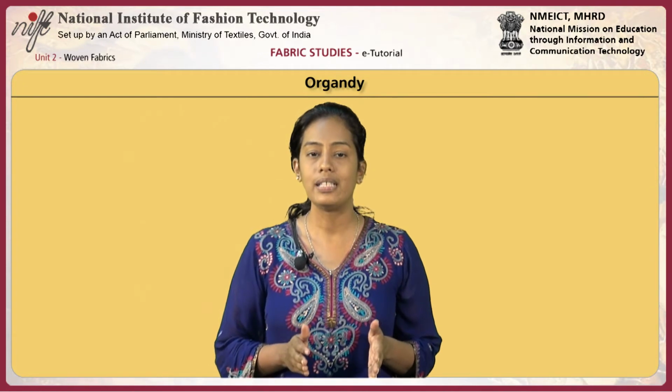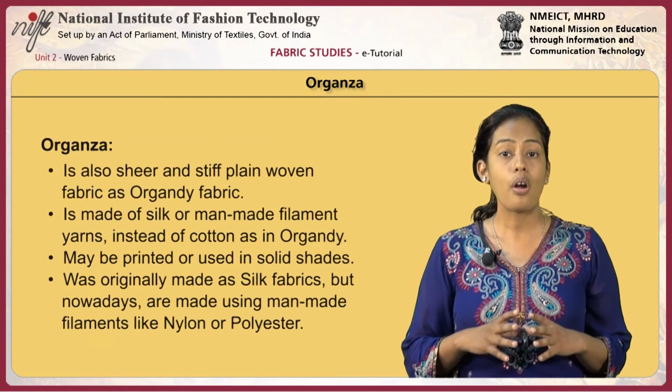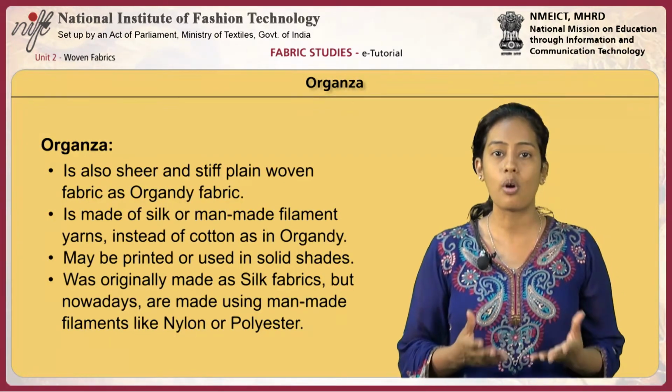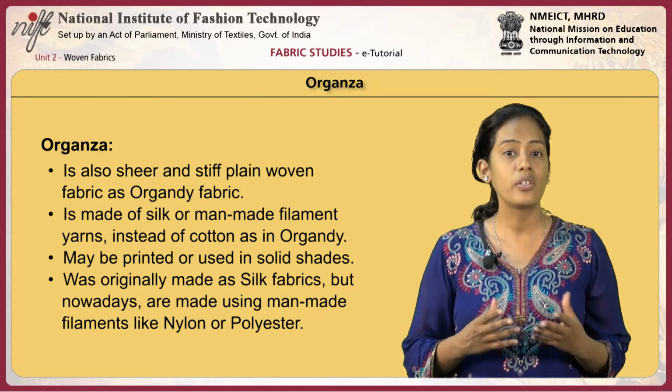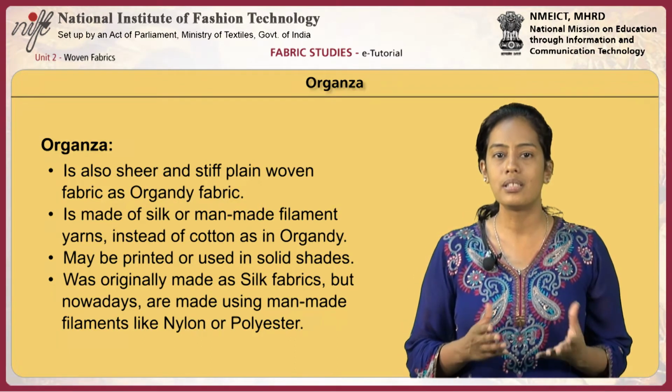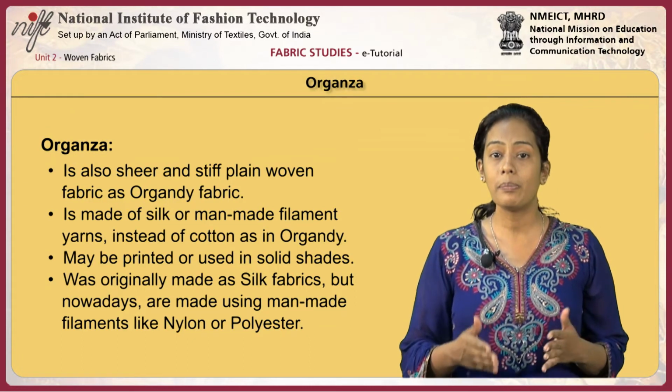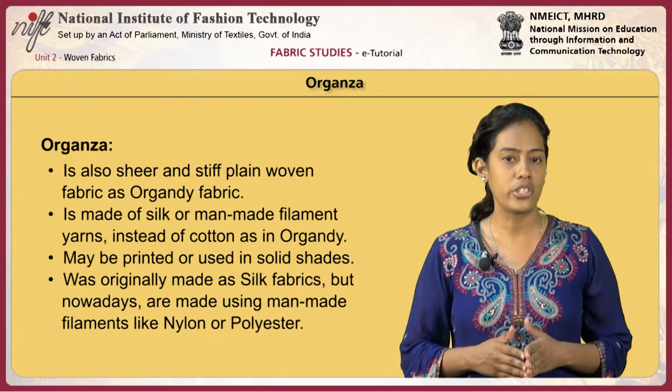Most stiff varieties are used in home furnishing fabrics like curtains, and softer organdy varieties are used in summer wear such as blouses. Organza is also a sheer and stiff plain woven fabric like organdy. It is made of silk or man-made filament yarns instead of cotton as in organdy. They may be printed or used in solid shades.